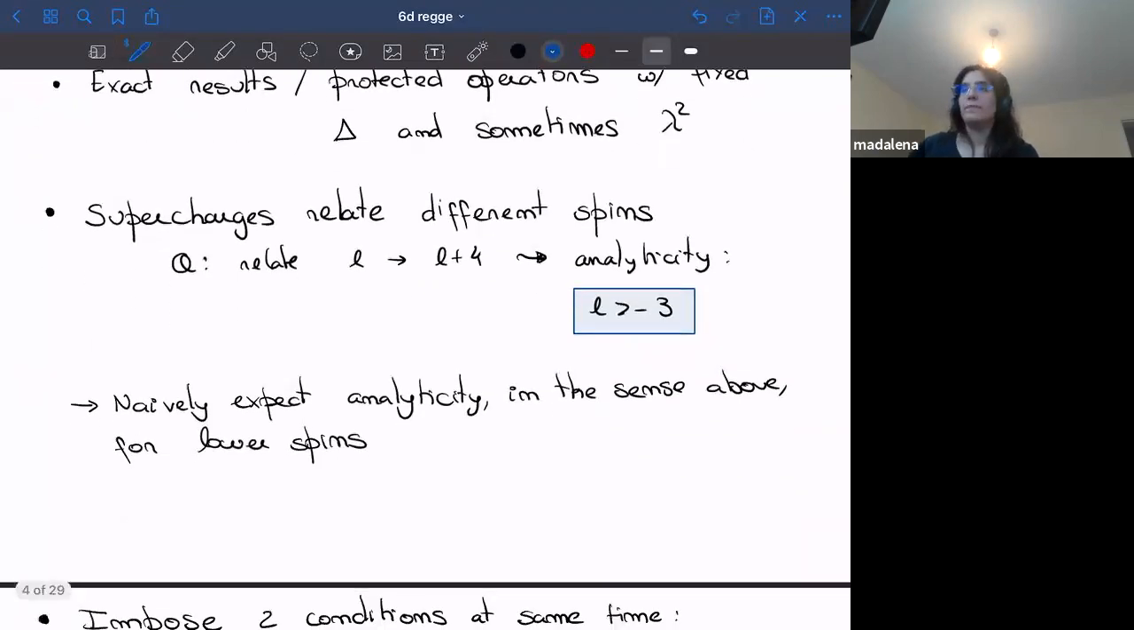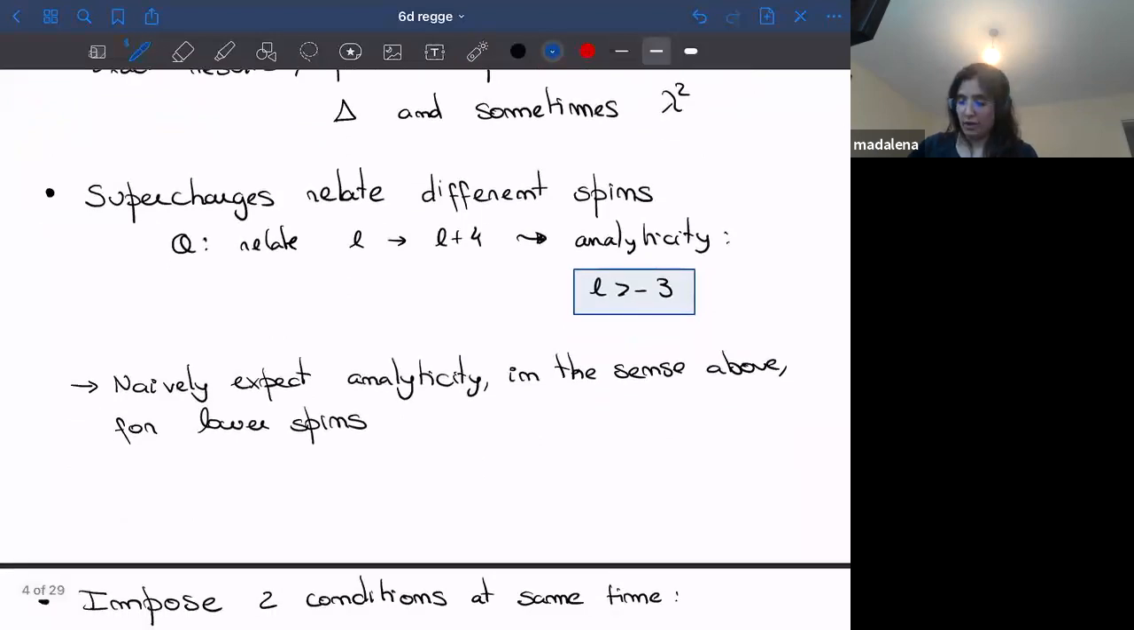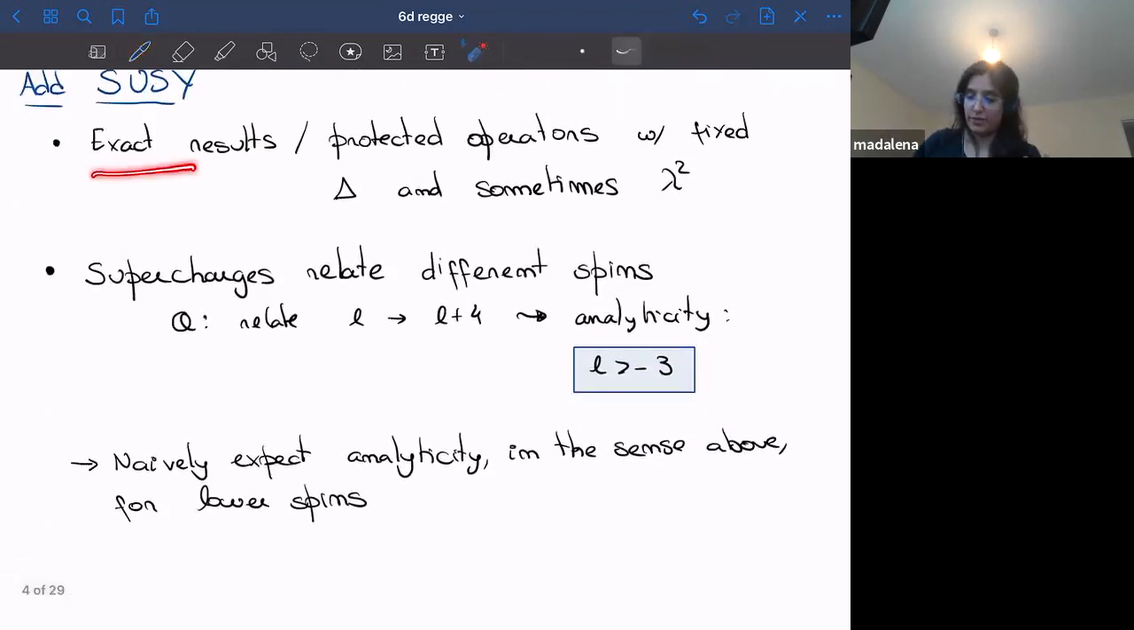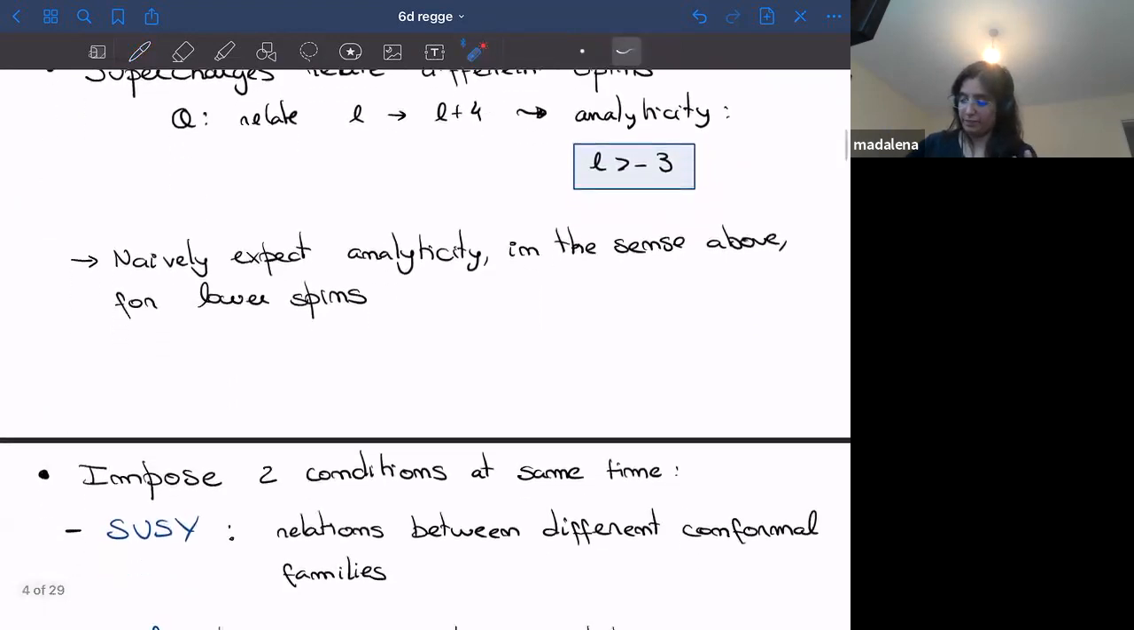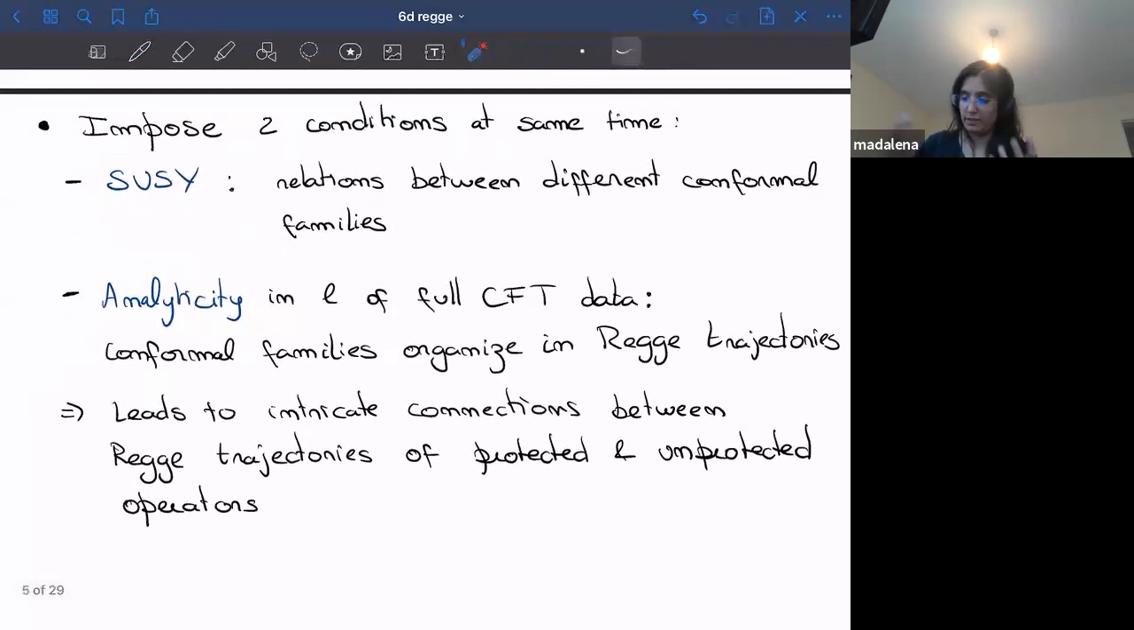And now we have basically two rigid structures to impose in our theory. We had on one hand the supersymmetry that comes with its supersymmetric structure and all the protected stuff. But we also have the analyticity in spin that also implies operators, so conformal families, must organize in Regge trajectories. So what we tried to study here was the interplay between these two constraints.